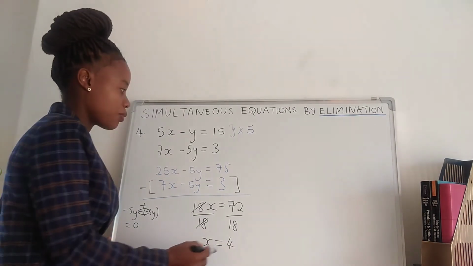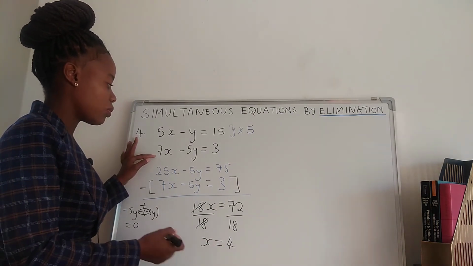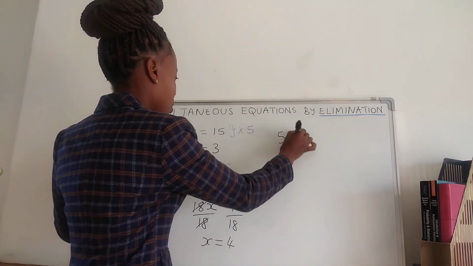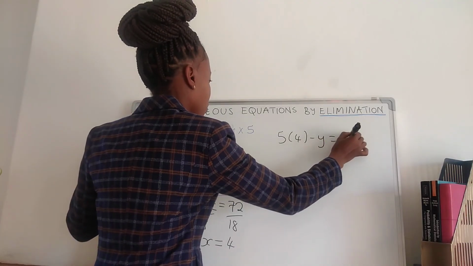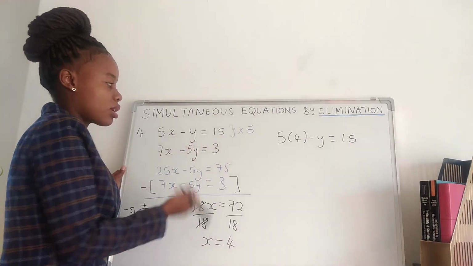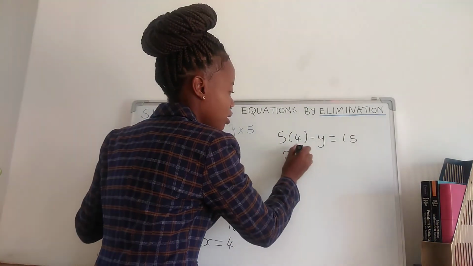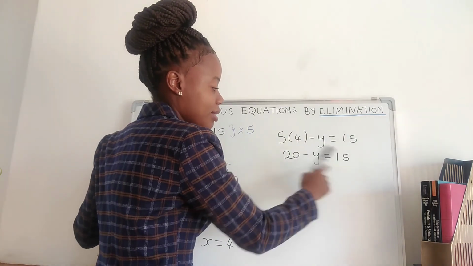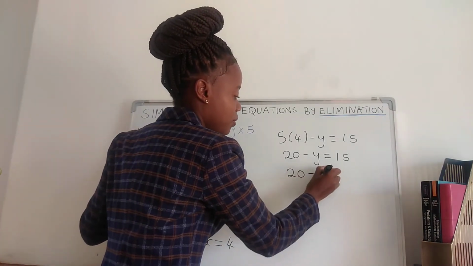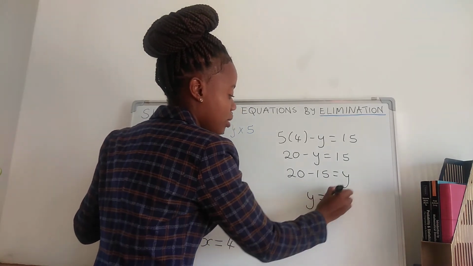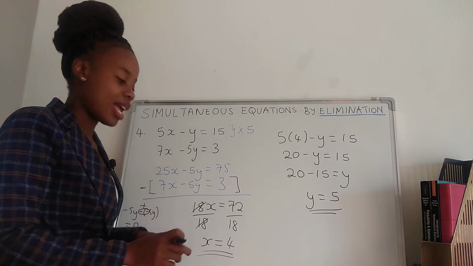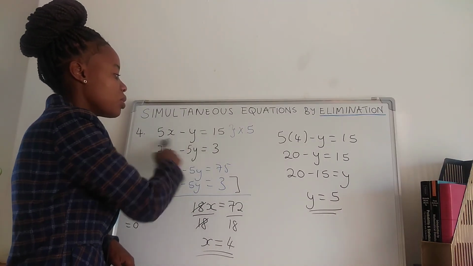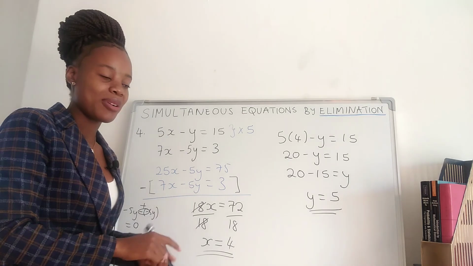Okay, now let's look for our y. Let's substitute it here. We're going to have 5 times 4 minus y equals 15. You can even substitute your 4 in the second equation to solve for your y. Right? This is 20 minus y equals 15. I'm going to take 15 this side and y the other side so that it can be positive, right? So I'm going to have 20 minus 15 equals y, and y equals 5. Okay, we have y equals 5 and x equals 4. Right? You can substitute them in this equation or this equation to check if they're satisfying our equations.